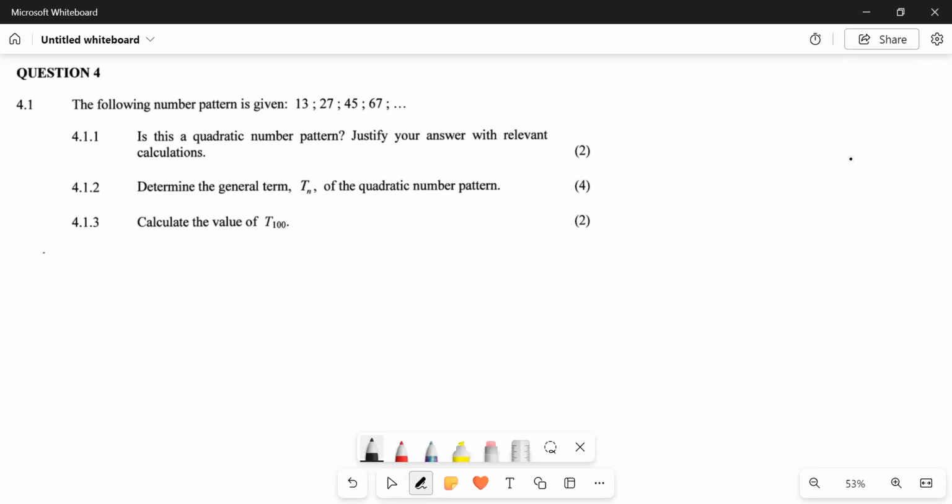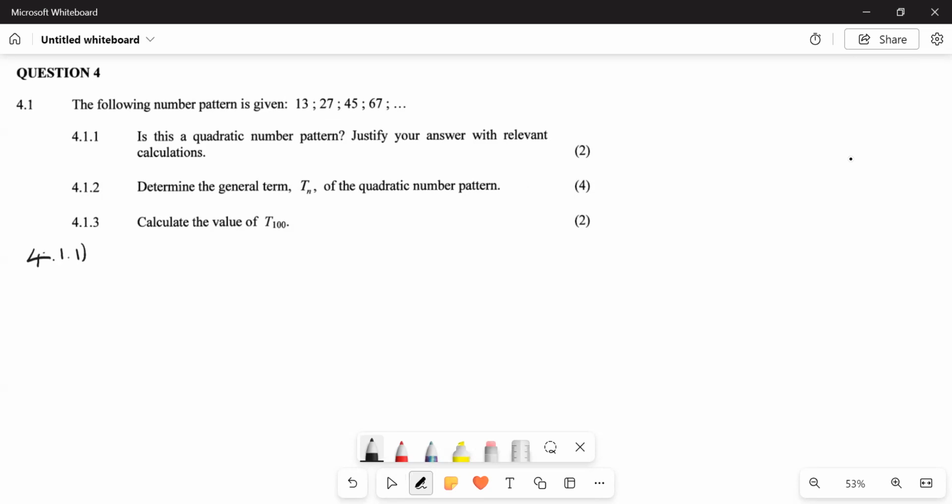So, question 4, 4.1. The following number pattern is given: 13, 27, 45, 67. 4.1.1. Is this a quadratic number pattern? Justify your answer with relevant calculations, right?